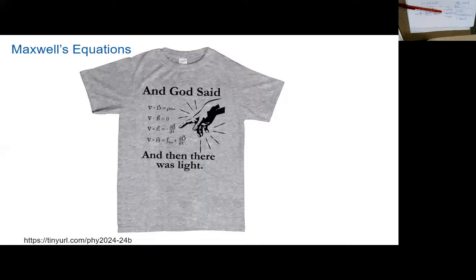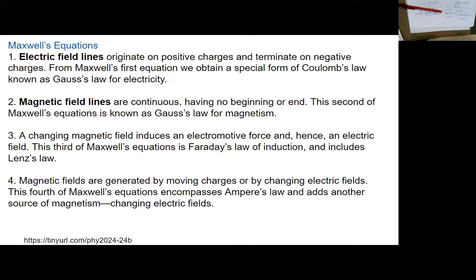Basically, those 4 equations describe the electric field lines and magnetic field lines, and the changing of the magnetic field. If you have a changing magnetic field, you have an induced electric field in that sense. And the other way around is also true. If you have a changing electric field, you'll have a magnetic field generated.